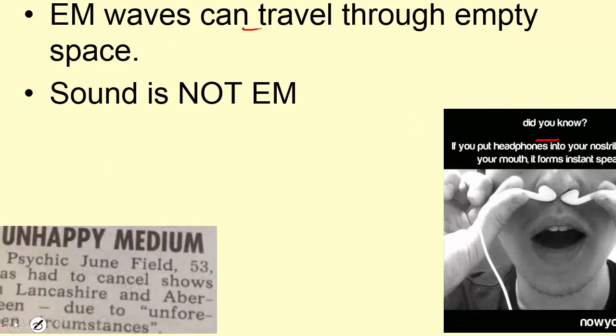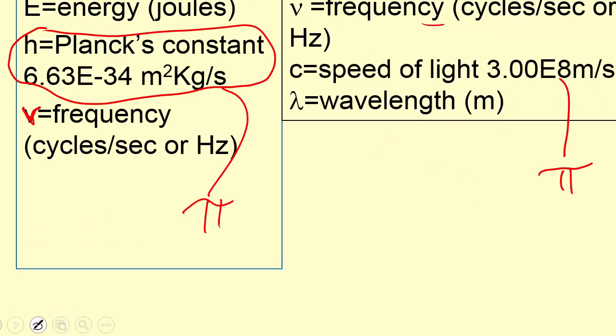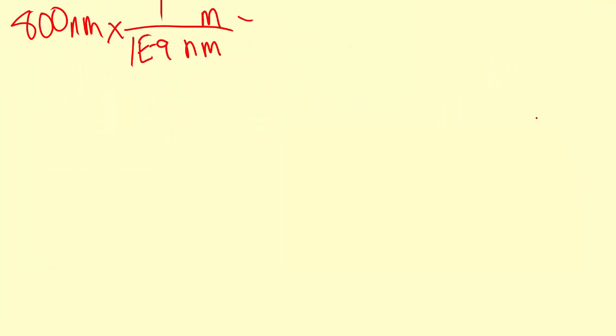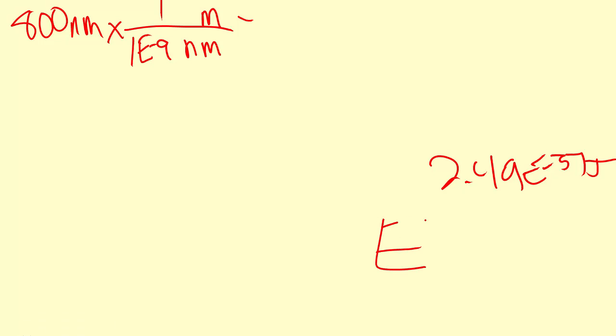Just to make sure my units are right, let's see what Planck's constant's unit is. Kilogram meter squared per second, that is a joule times a second. So the energy comes out in joules. It's always in meters and seconds.